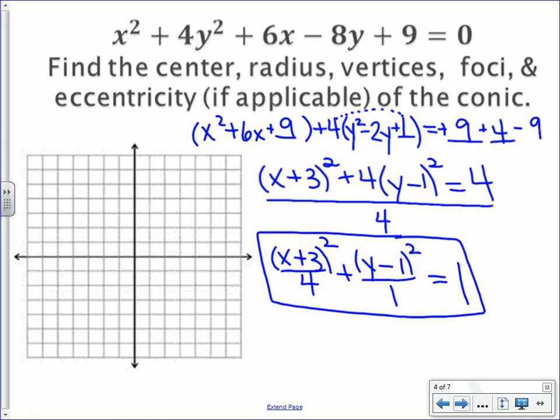Now this one isn't necessary, but I'm just going to write it for effect here so we can see our a squared and b squared. Okay. All right, so here's standard form. What kind of an ellipse do we have? Horizontal or vertical? We have a horizontal because out of our denominators, 4 is bigger and it's associated with the x. X we think horizontal. All right?